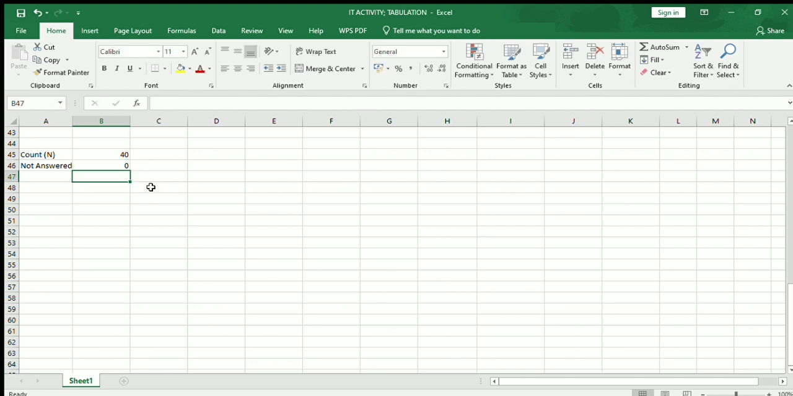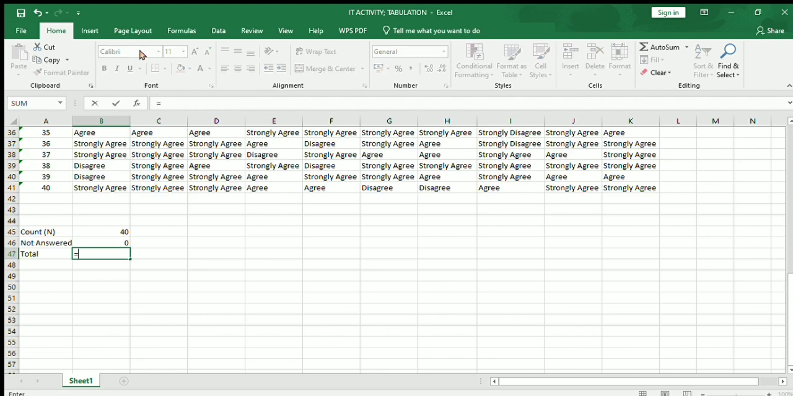The next one, you will get the total amount. So the formula is equal sign SUM, open parentheses, drag for count n and not answered, then close parentheses, and there you go, the answer, the total. So it is a 40.